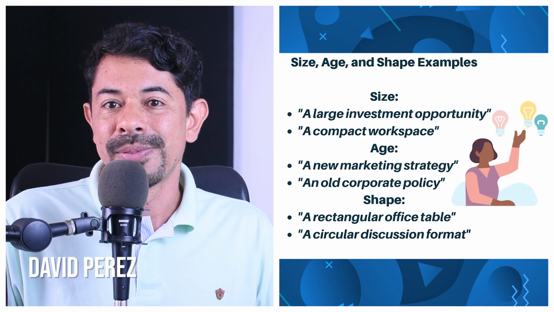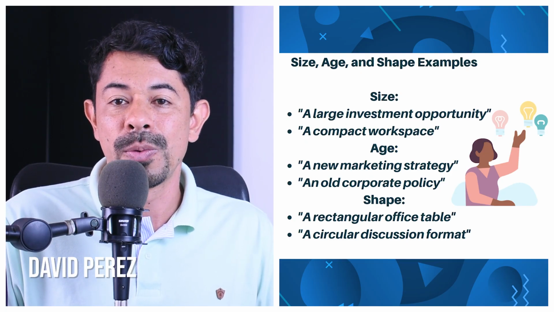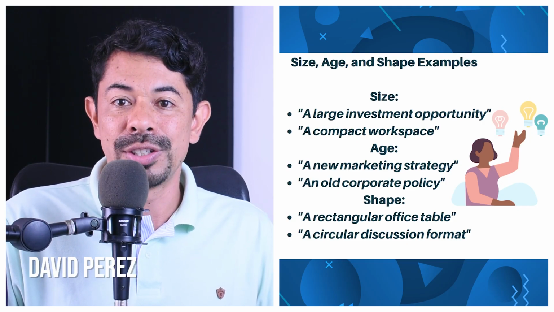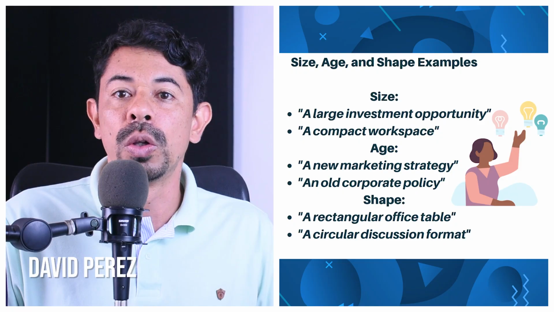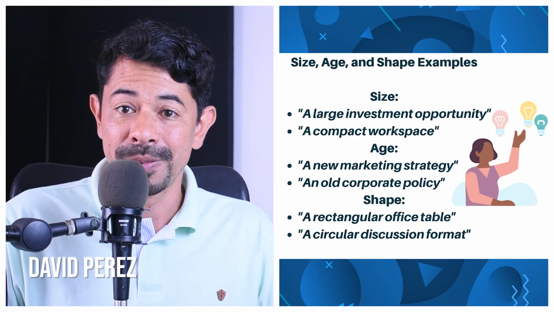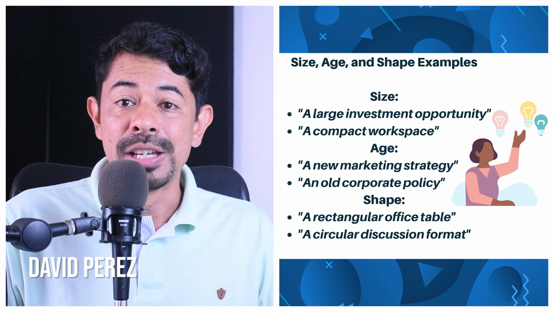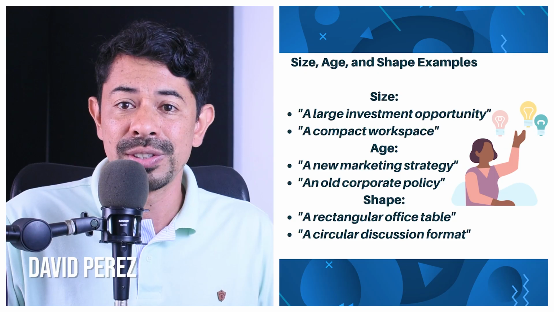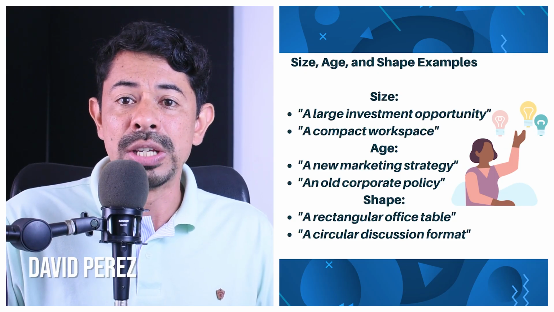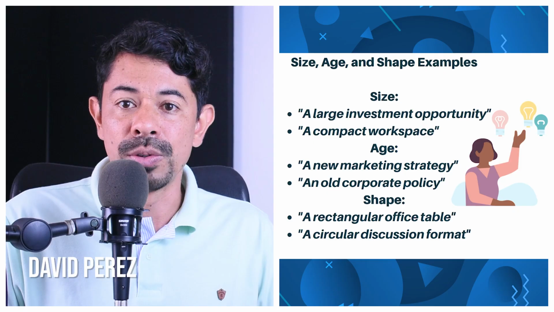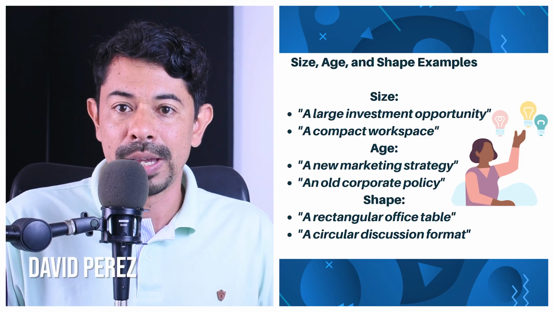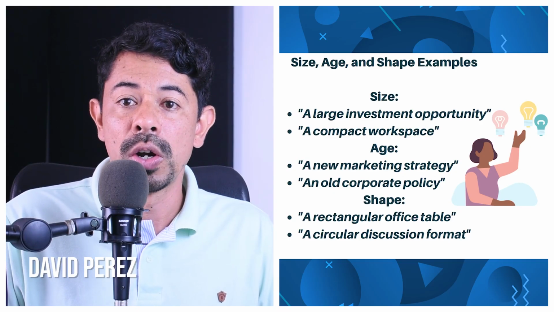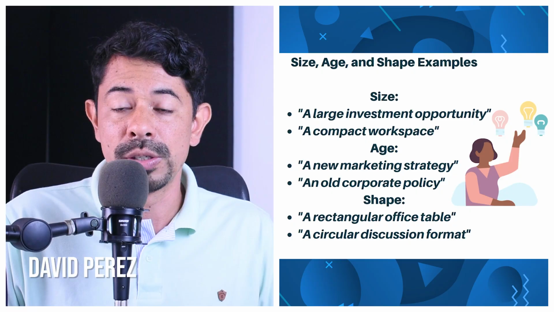For age, we have new, old, recent, latest. A new marketing strategy or an old corporate policy. New and old, that's age. Shape is very easy. Usually, shape is very related to visual references. Rectangular, circular, flat, round, triangular. So we can say a rectangular office table or a circular discussion room or discussion format.